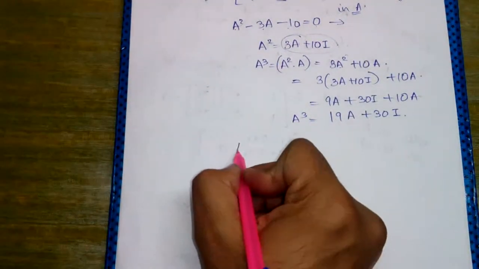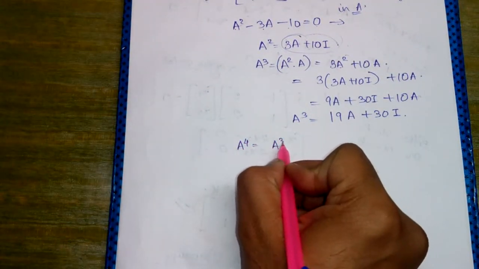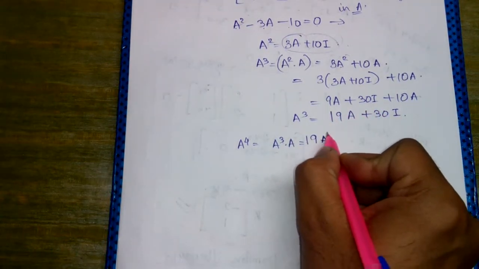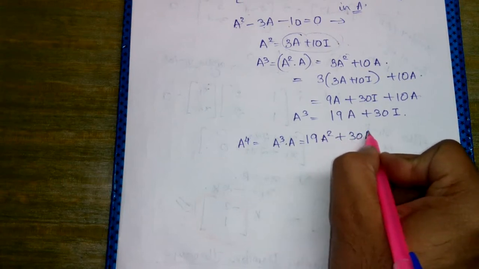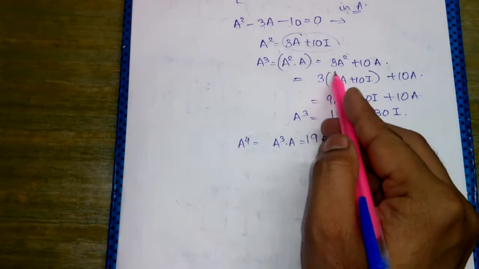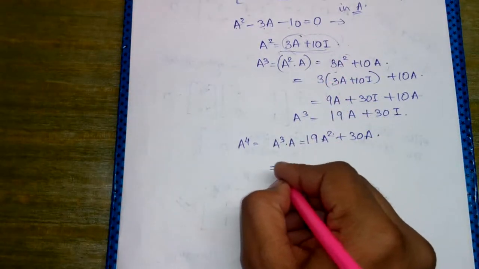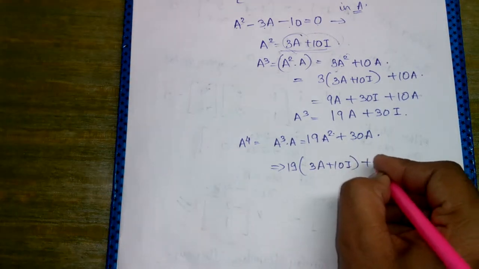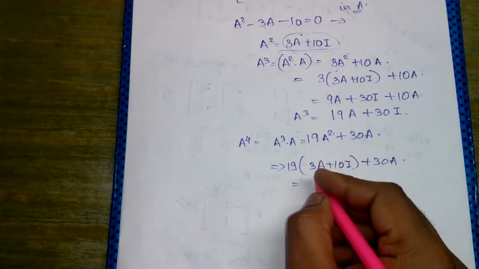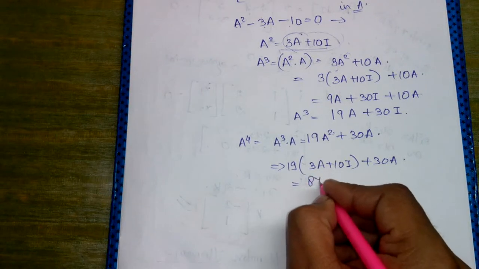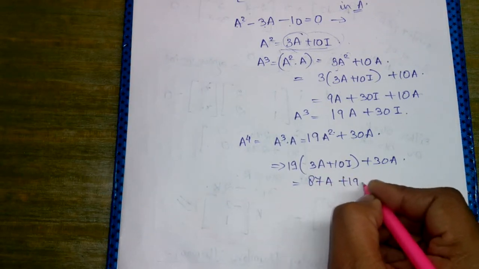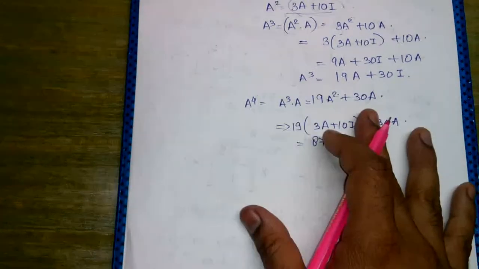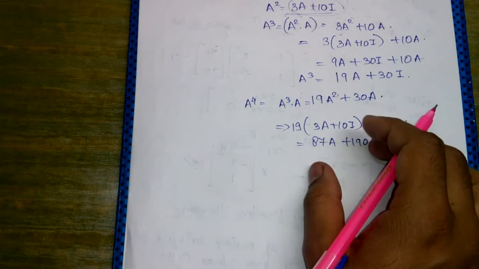Now we will find the value of A to the power 4, which is A cube into A. So we will multiply this by A and we will obtain 19A square plus 30A. Now instead of A square, we will keep the value of A square here and we will solve 19 into 3A plus 10I plus 30A. So after solving, we will obtain A to the power 4 as 87A plus 190I, because we have to keep it in linear powers, because the question asks for linear powers, so we cannot have the square or the cube.